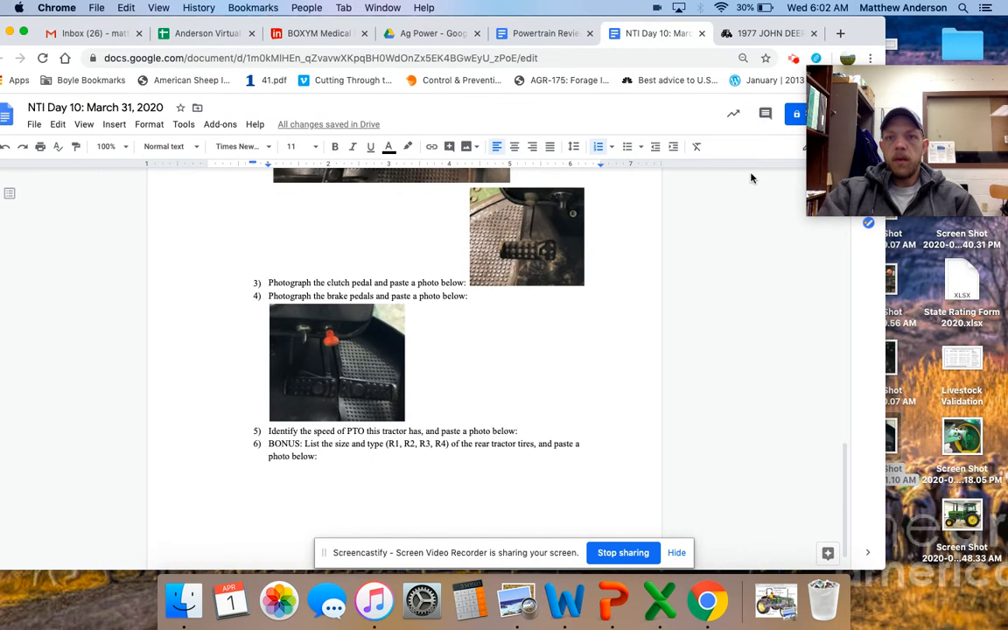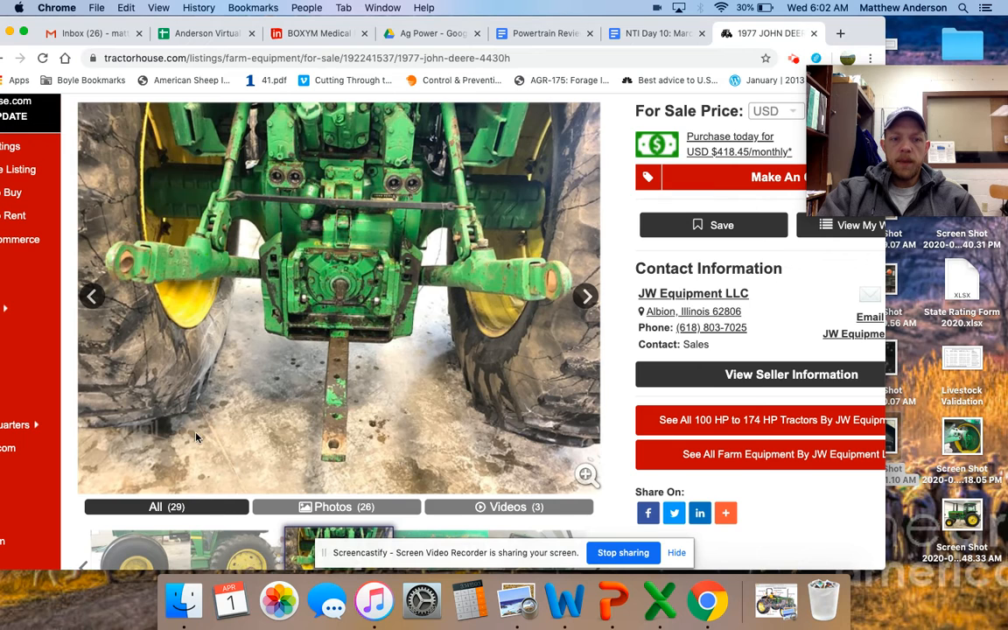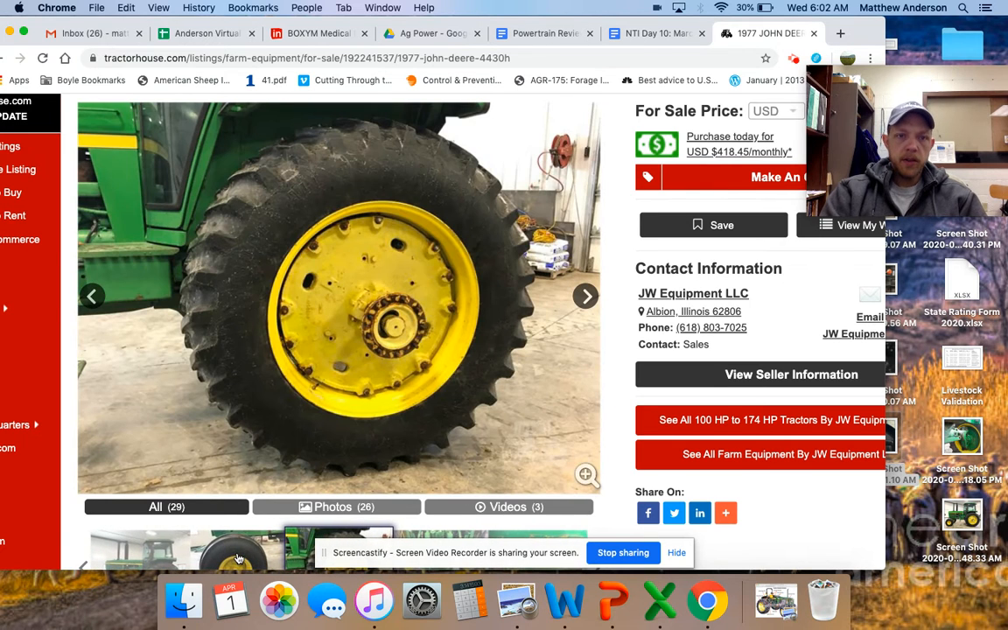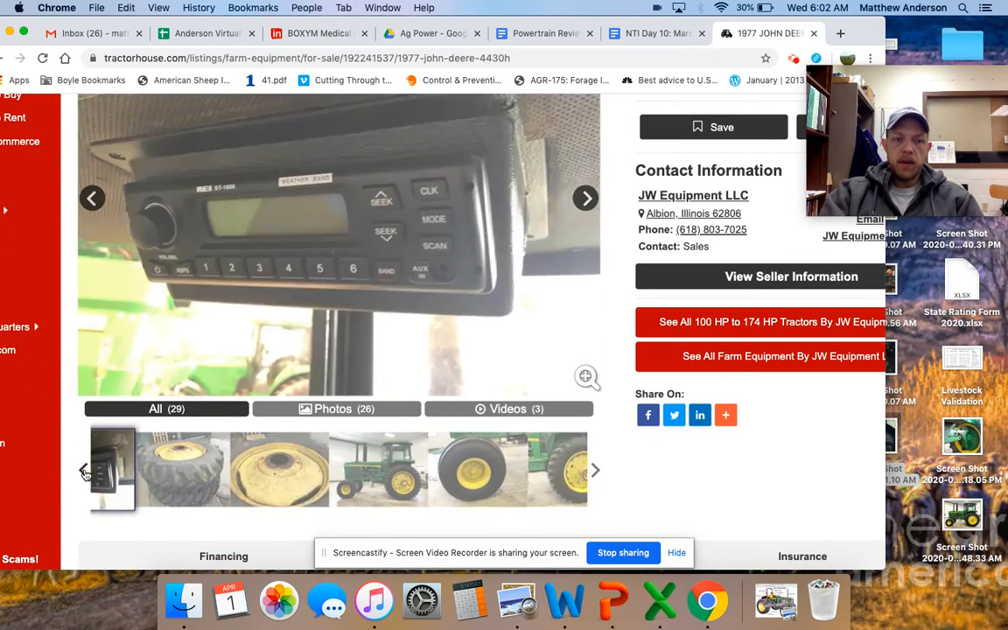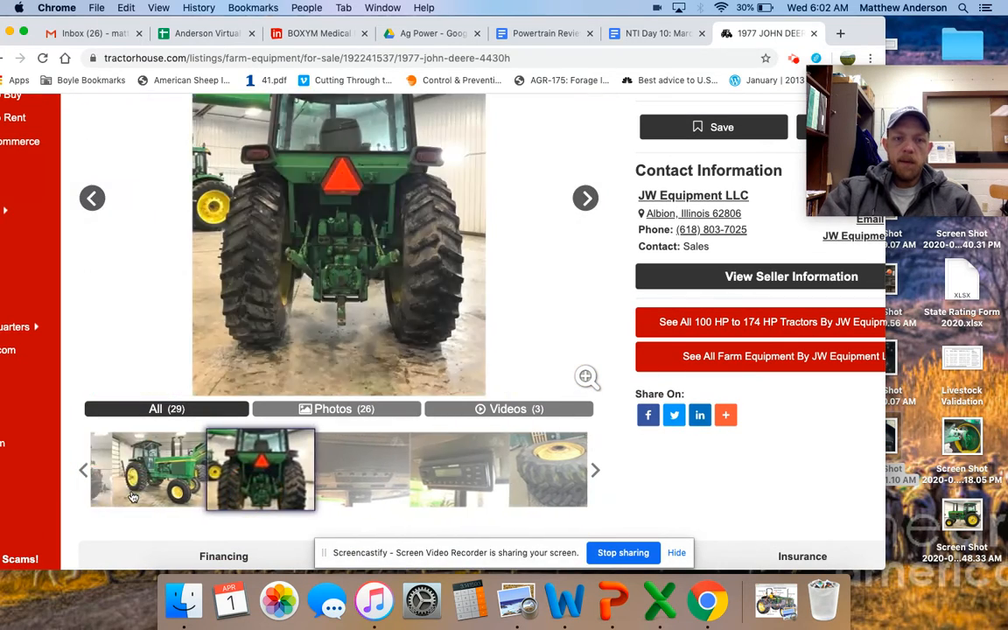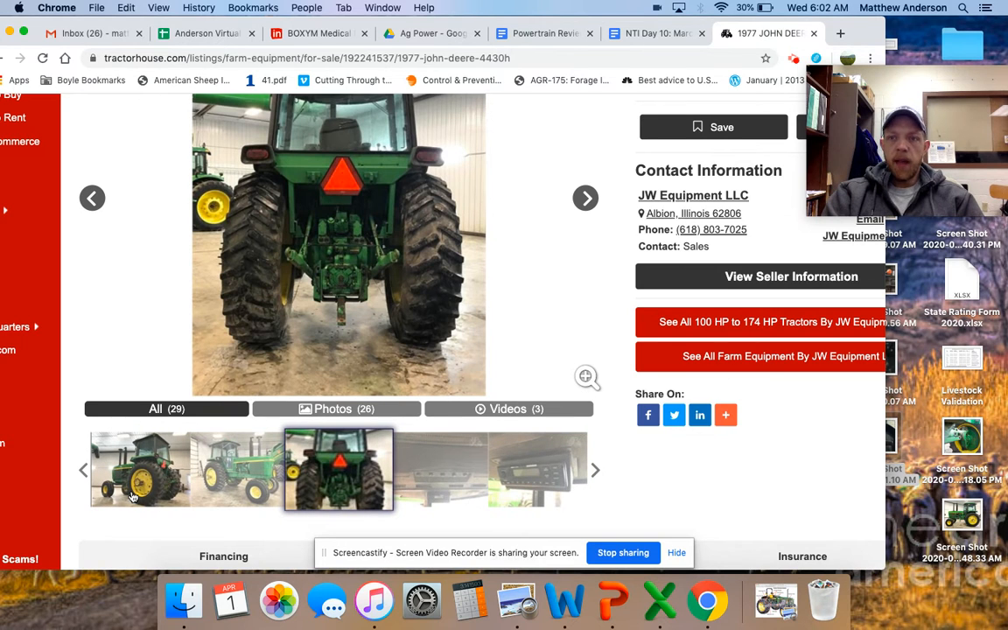And then the bonus, just a flashback: what type of tires do we have? So we go to a tire picture. Those are definitely R1 ag tread tires. If we wanted to check again, we see that they're not the flat tread industrials. They're not super deep lug R2s. They're not a turf design. They are an R1. Okay, so that is what I'm looking for.